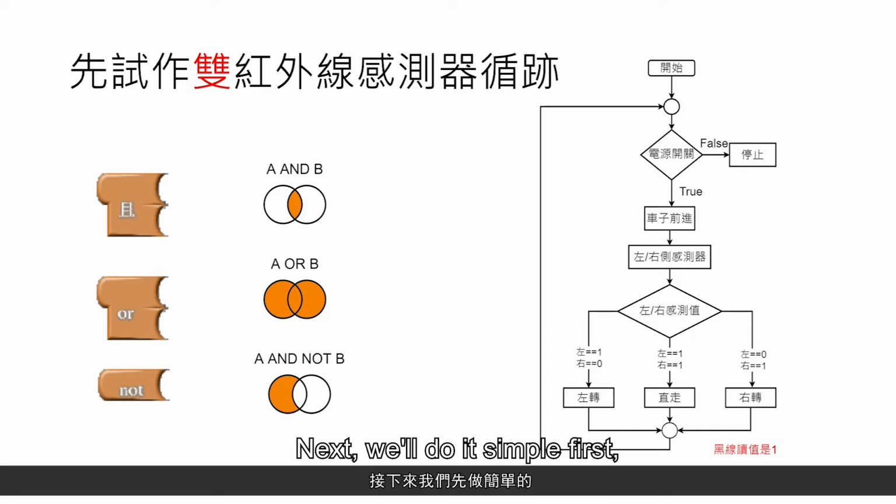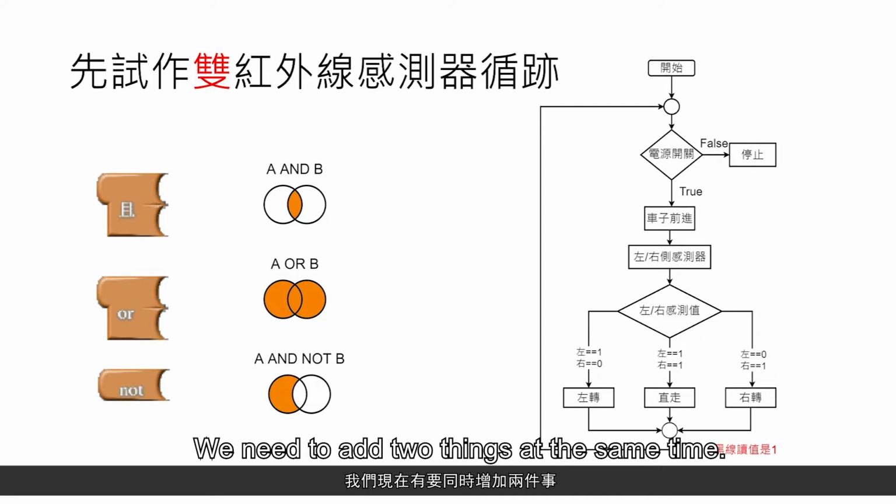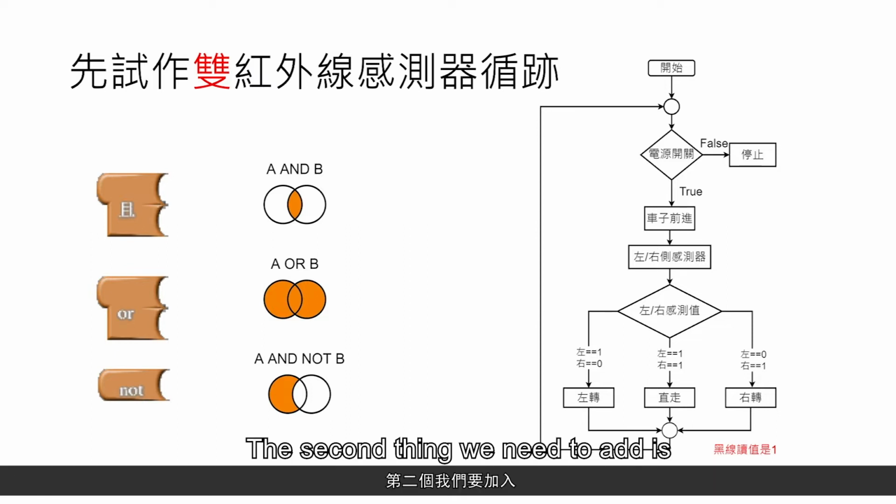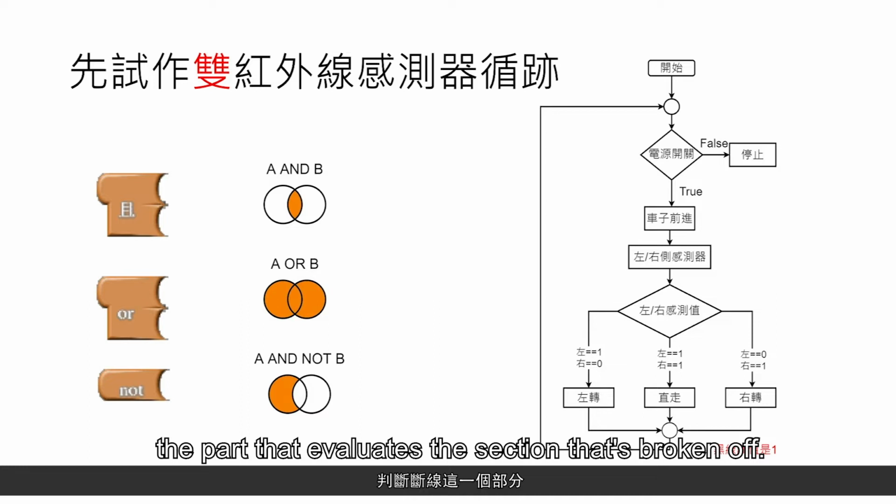Next, we'll do it simple first, and then make it complete. What's considered simple and what's considered complete? We need to add two things at the same time. The first one is to add a sensor, so that it becomes a dual infrared sensor. The second thing we need to add is the part that evaluates the section that's broken off.